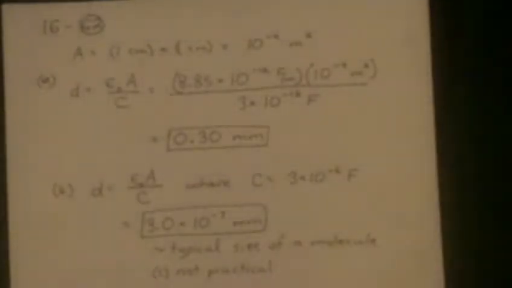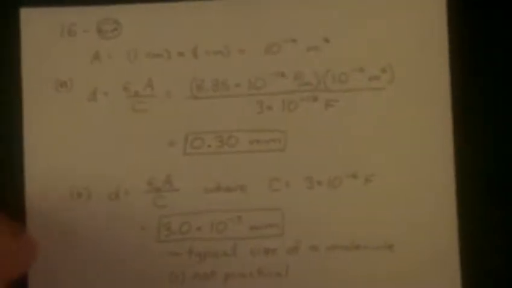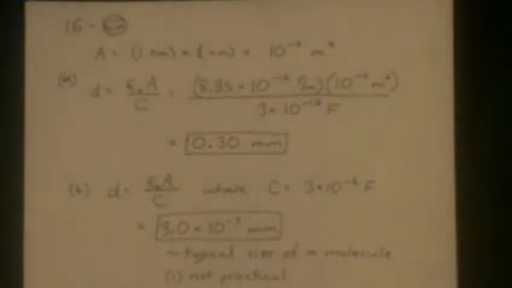Number 62. With the capacitor, be careful with your units on this one. The area of the square plate is 1 centimeter times 1 centimeter. That would be 10 to the negative 2 meters times 10 to the negative 2 meters, and that gives 10 to the negative 4 square meters.